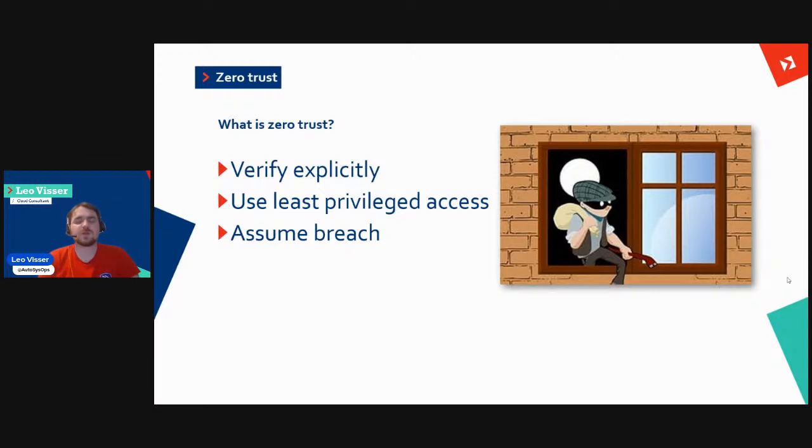By assuming breach, we will look at our network in a more distrusting way. So instead of only protecting the outside of our network, we will also protect the inside of our network. We will assume there's always somebody inside our network trying to steal our data. So we need to make sure everything is secure, not only the outer perimeter of the network.